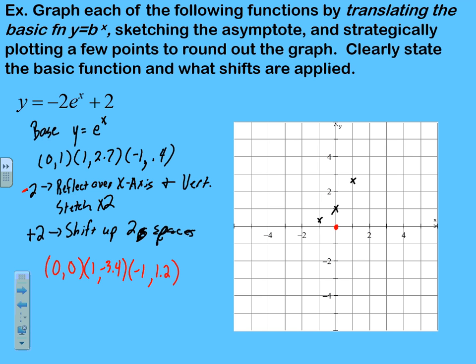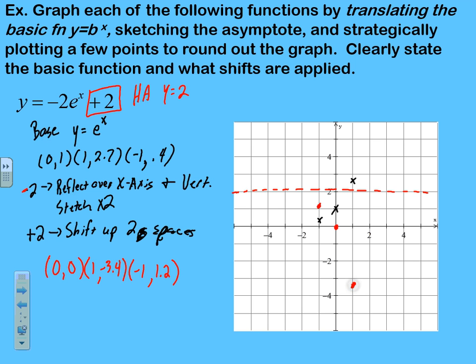We have 1 and negative 3.4, so 1 and negative 3.4 will put me about right here, and negative 1 and a positive 1.2 will put me about right there. And of course, this plus 2 says my horizontal asymptote for this function is going to be at y is equal to a positive 2.